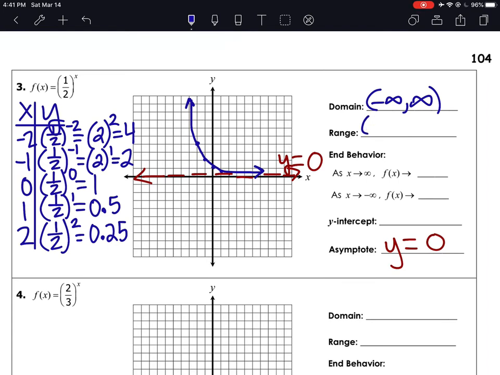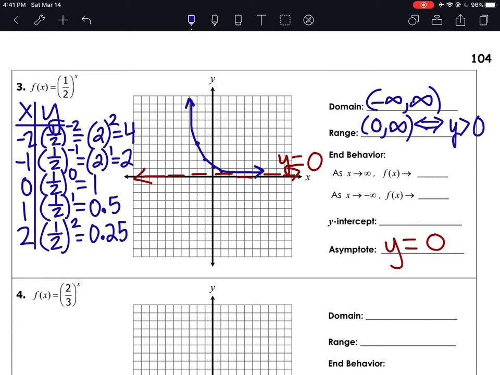Your range is different, however. Notice in your graph that you do not even have any negative y values or even the number 0 as a y value. So your range is 0 to infinity. And this is the same as saying y is greater than 0.